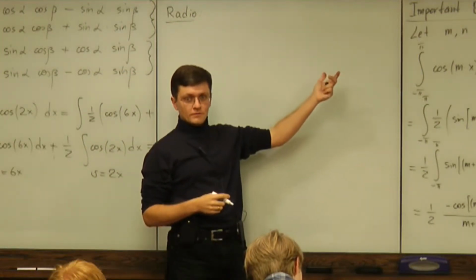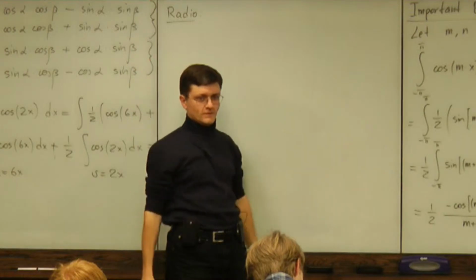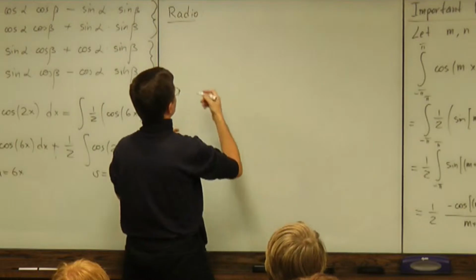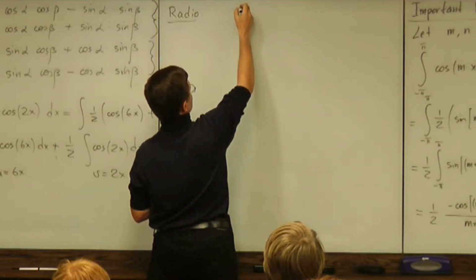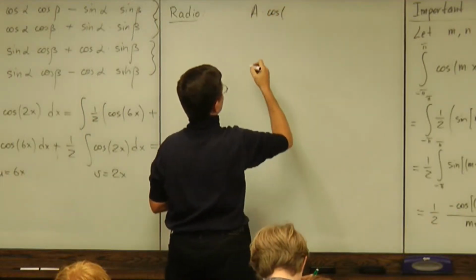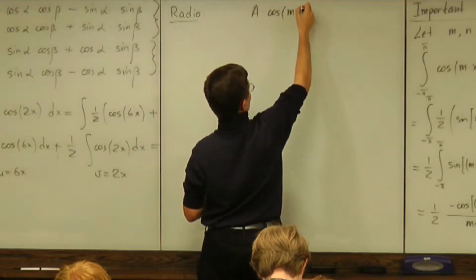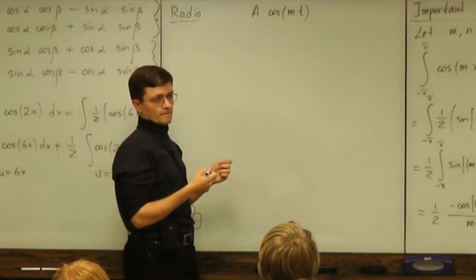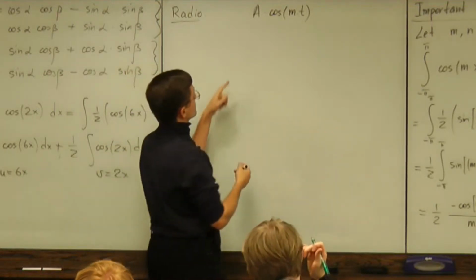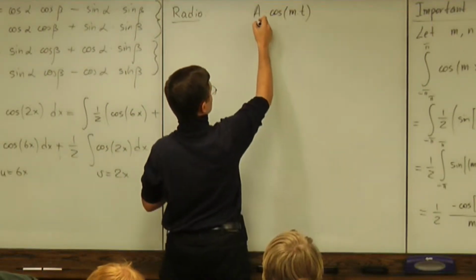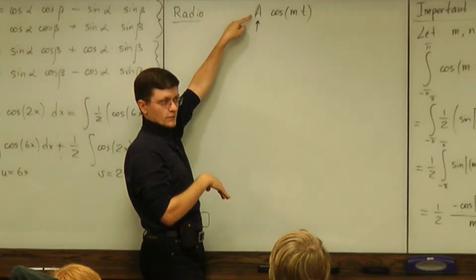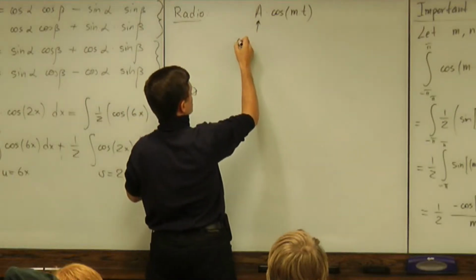There is a radio station, right? And it transmits those waves, radio waves. Right? So what kind of waves are those? Well, those are mathematically of the form A times cosine of m times t. Those are all cosine-like waves or sine-like waves. And the meaning of that A is how loud the sound is. Right? So this is amplitude.